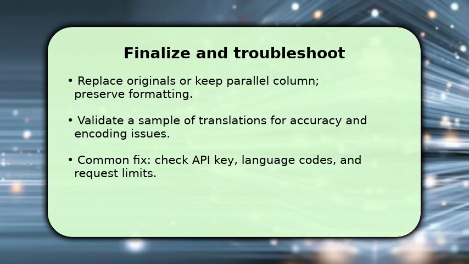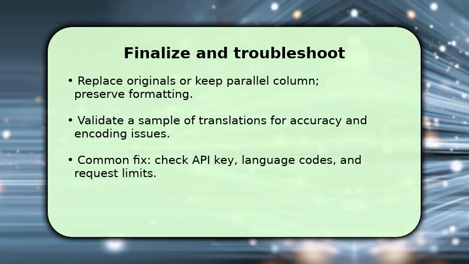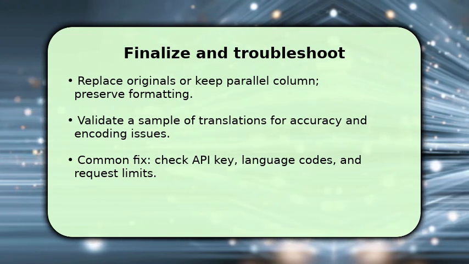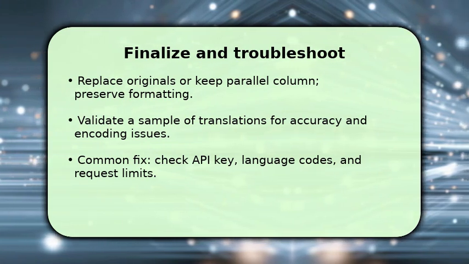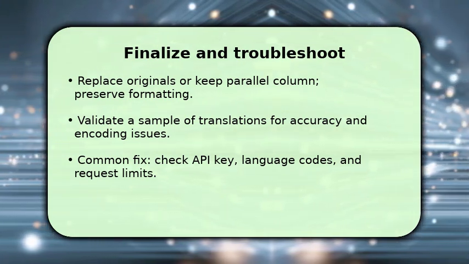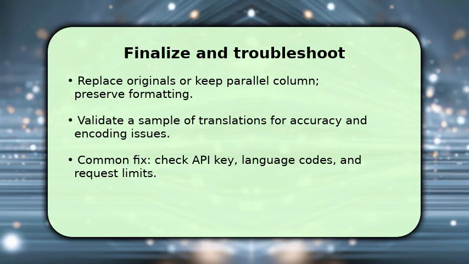If something goes wrong, first confirm your API key and endpoint, then verify language codes and that you haven't hit rate limits. If characters look garbled, ensure UTF-8 encoding is used. Finally, document the process so you can rerun it reliably.